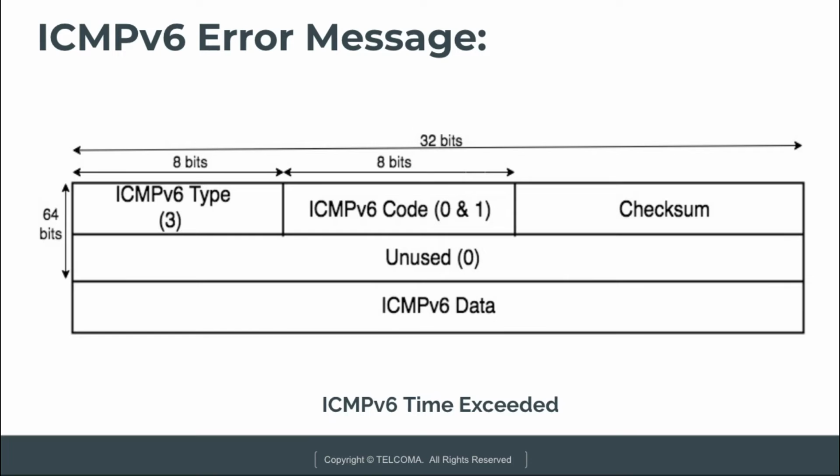The next error message is time exceeded. Here the type field has the value 3, which means this is a time exceeded error message. Then the code will indicate the value 0 or 1, then there is a checksum. After that the bits are unused, reserved for future use, and then the ICMP version 6 data.